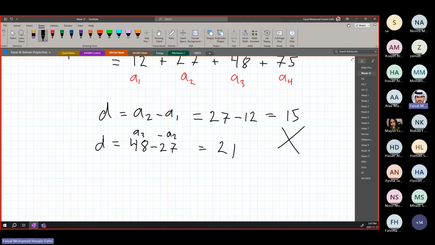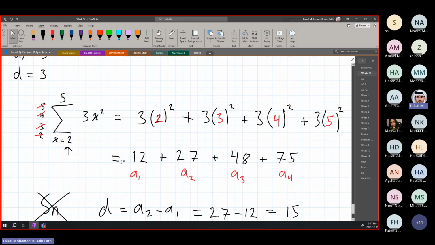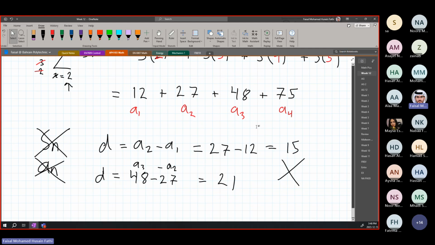So you cannot use Sn. You cannot use the an formulas that you learned for arithmetic sequences and series. Okay? This is the whole idea. Any questions? Can we start solving actual questions now, like the worksheet questions?